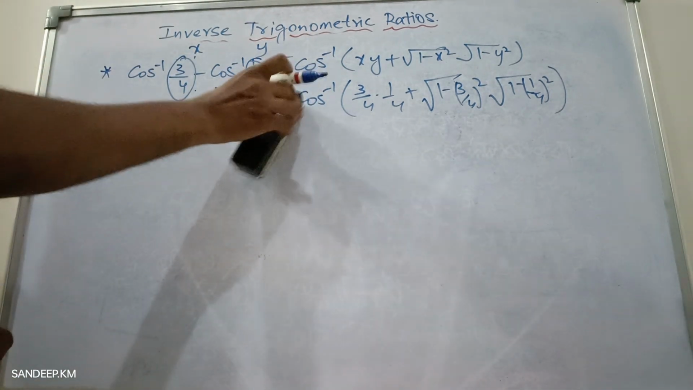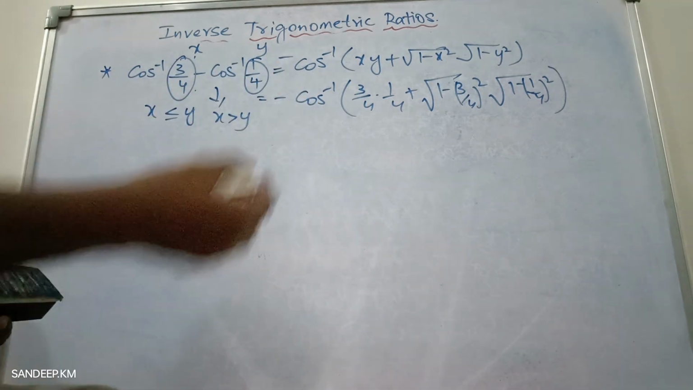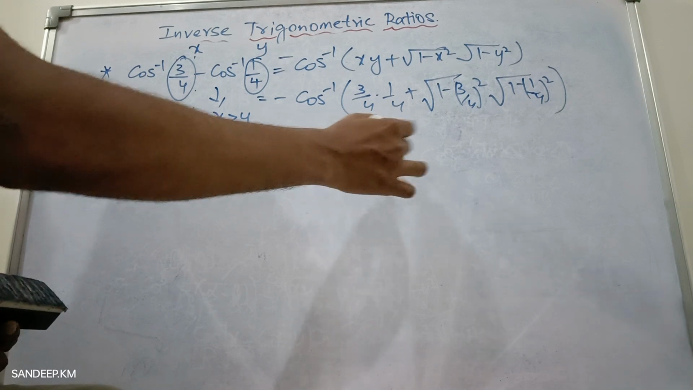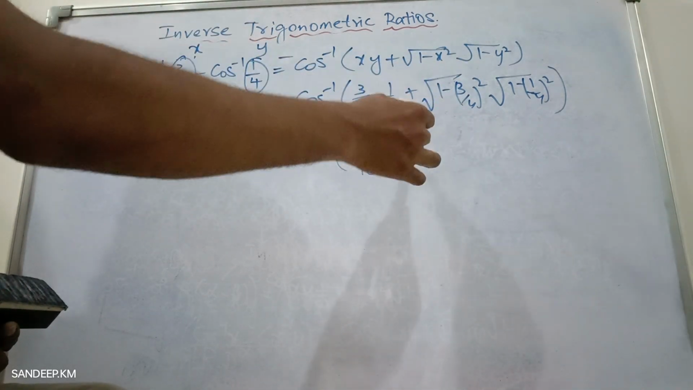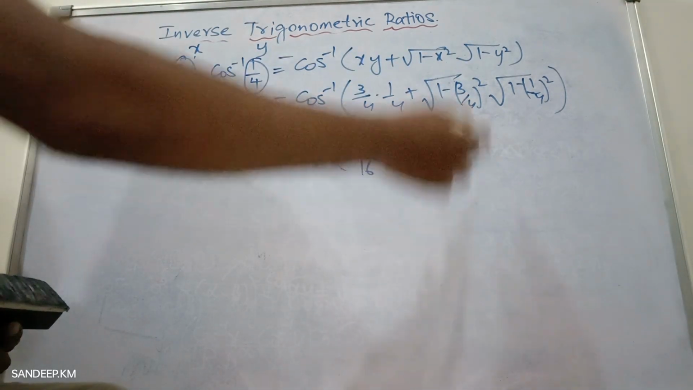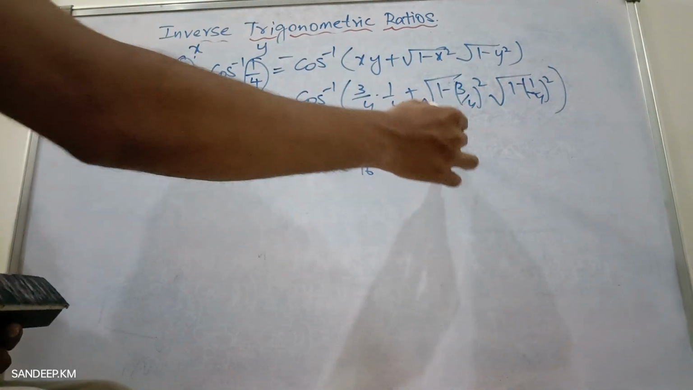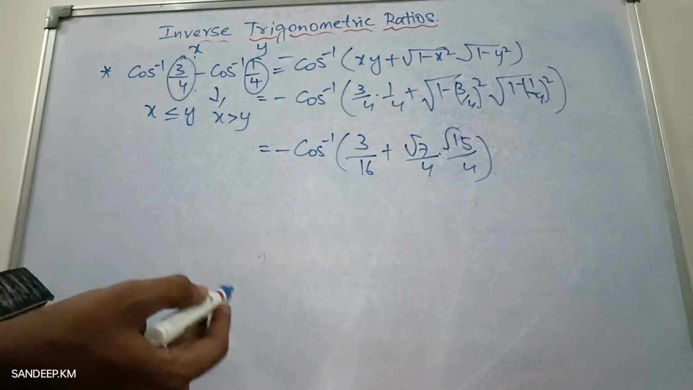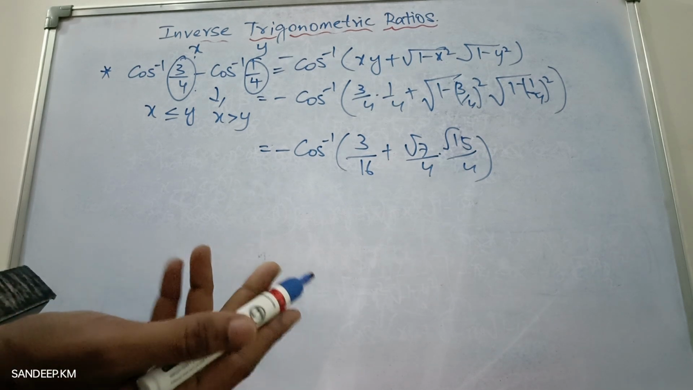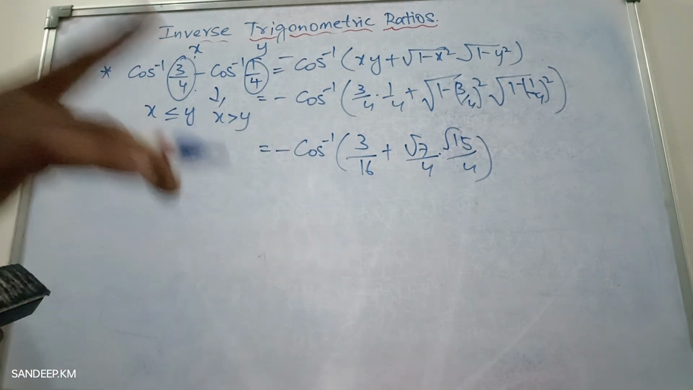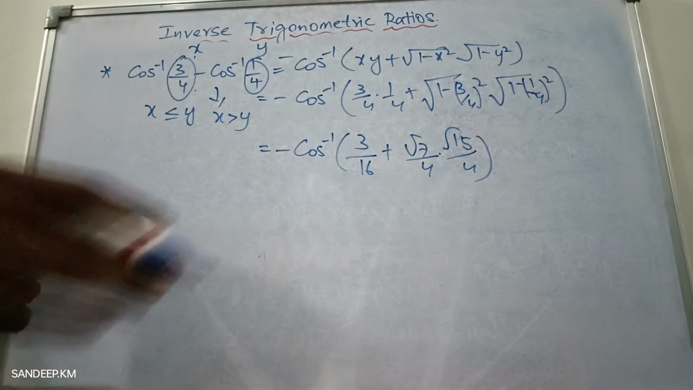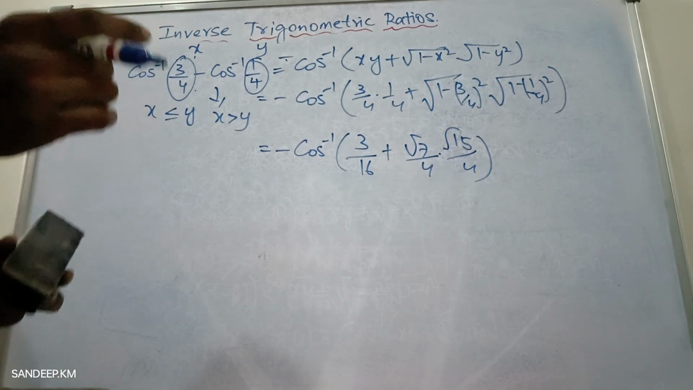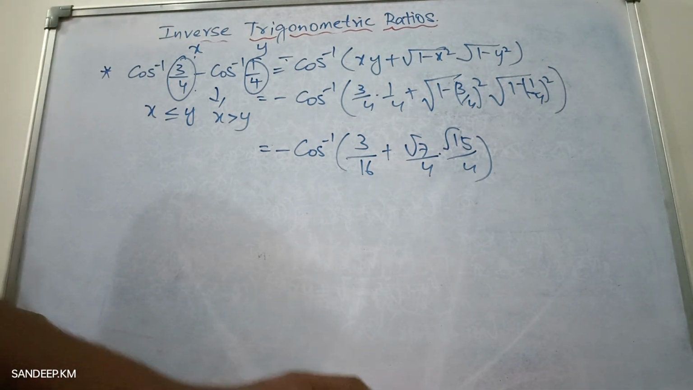So we should write minus cos inverse of this and calculate: minus cos inverse of 3 by 4 into 1 by 4 plus root of 16 minus 9, which will be root 7 by 4, into root of 16 minus 1, which is root 15 by 4. That's it. So negative of cos inverse of 3 plus root of this divided by 16. That will be the answer. The mistake students make is they write plus of, but it is not plus of, it is minus of. This is very very important, so be careful regarding that.